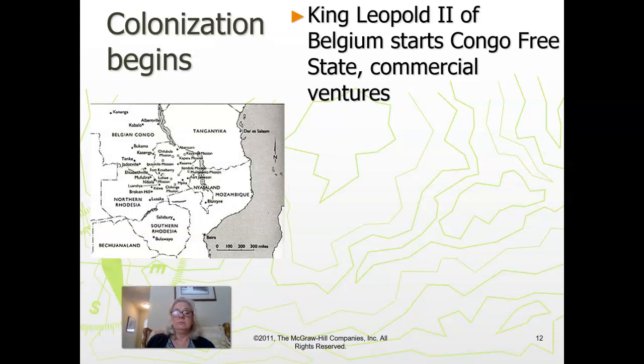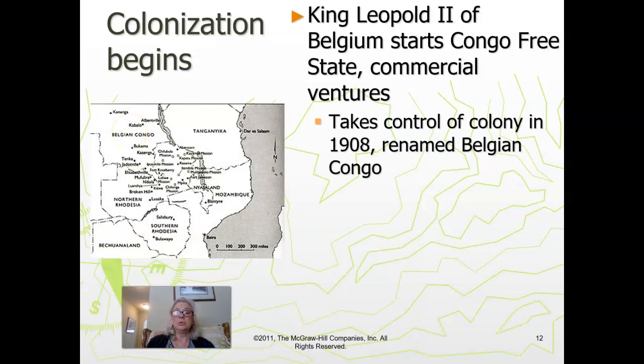King Leopold II of Belgium probably is known as one of the worst abusers of the people that lived in the region that he colonized. So he organizes the Congo Free State through commercial ventures to begin with, especially interested in rubber, takes control of the colony in 1908 and renamed it the Belgian Congo. It is now called the DRC, or Democratic Republic of Congo.